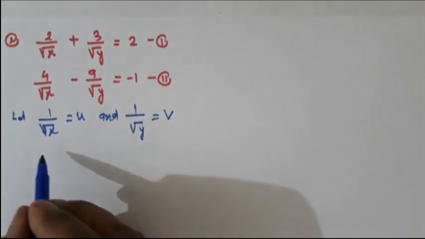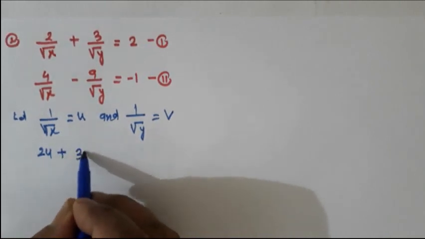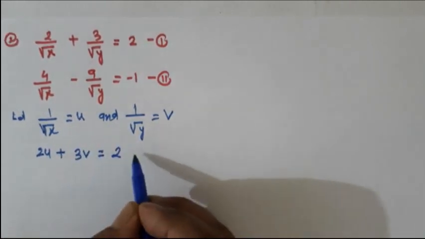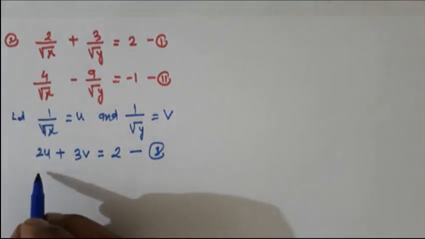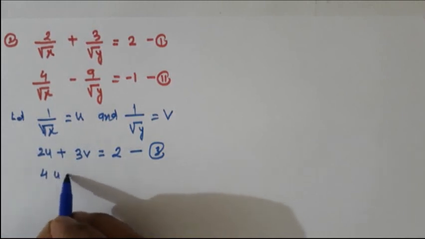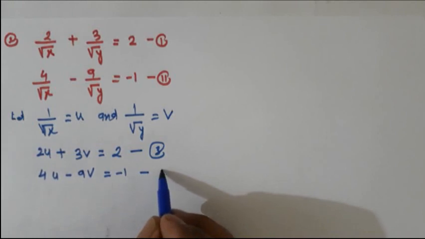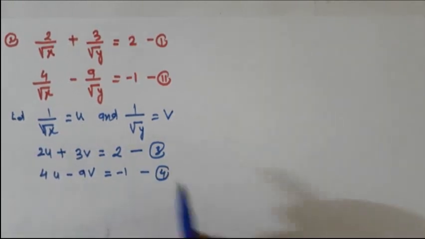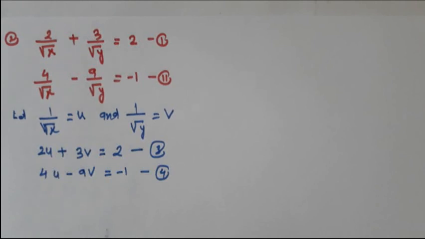Then this will be reduced in the form of 2u plus 3v is equal to 2. Let this be equation number 3, and from the second equation, that will be 4u minus 9v is equal to minus 1. This is equation number 4. We have to solve equations number 3 and 4 to find out the values of u and v, and with the help of this u and v, we can find out the values of x and y.